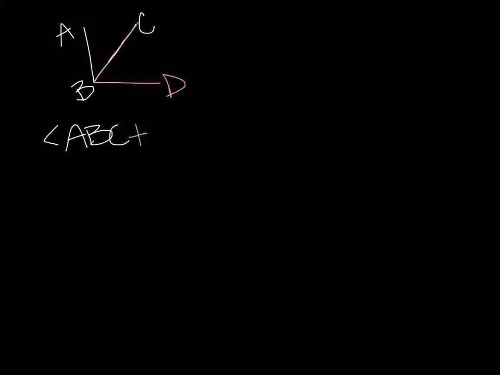We'll now take the idea of the segment addition postulate and use it for angle addition. If we have this angle ABC, and we were to add onto it angle CBD, we could say that angle ABC plus angle CBD equals this larger angle ABD.